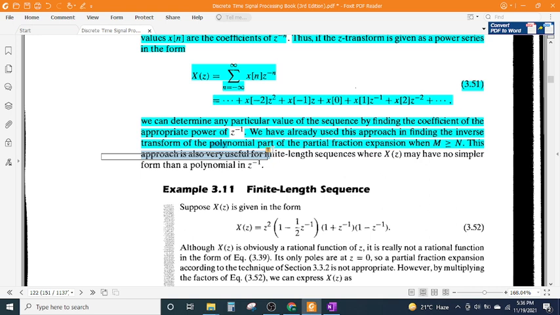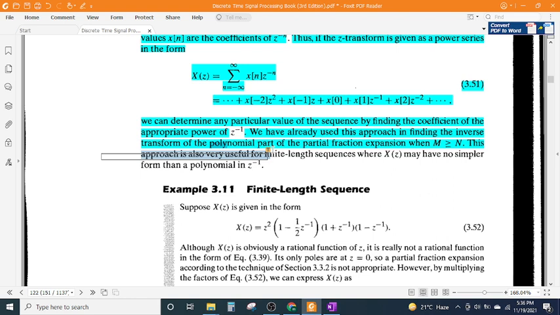Example 3.11 Finite-length sequence. Suppose X(z) is given in the form X(z) = z^2(1 - (1/2)z^-1)(1 + z^-1)(1 - z^-1), Eq. 3.52. Although X(z) is obviously a rational function of z, it is really not a rational function in the form of Eq. 3.39. Its only poles are at z = 0, so a partial fraction expansion according to the technique of Section 3.3.2 is not appropriate.